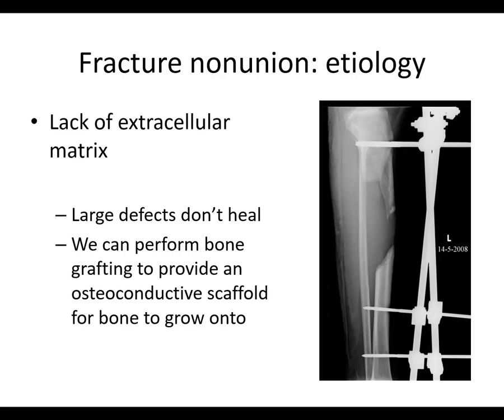Okay? If you have a lack of extracellular matrix, like this fracture here, you have this massive, massive gap, right? And sometimes just large defects like that won't heal. There's nothing to heal onto. You don't have that sort of structure for cells and growth factors to get started. So here you can perform bone grafting to provide that scaffold, an osteoconductive scaffold is the term we use, for bone to grow onto.